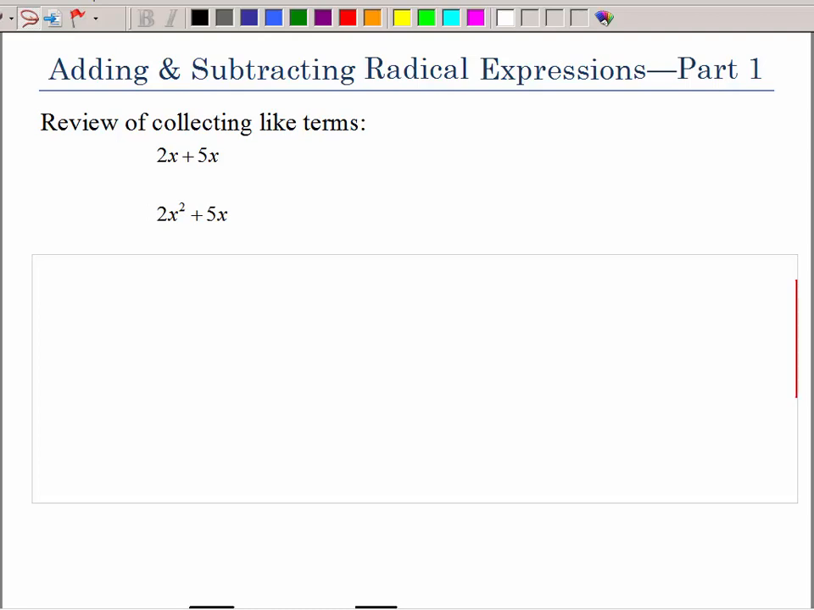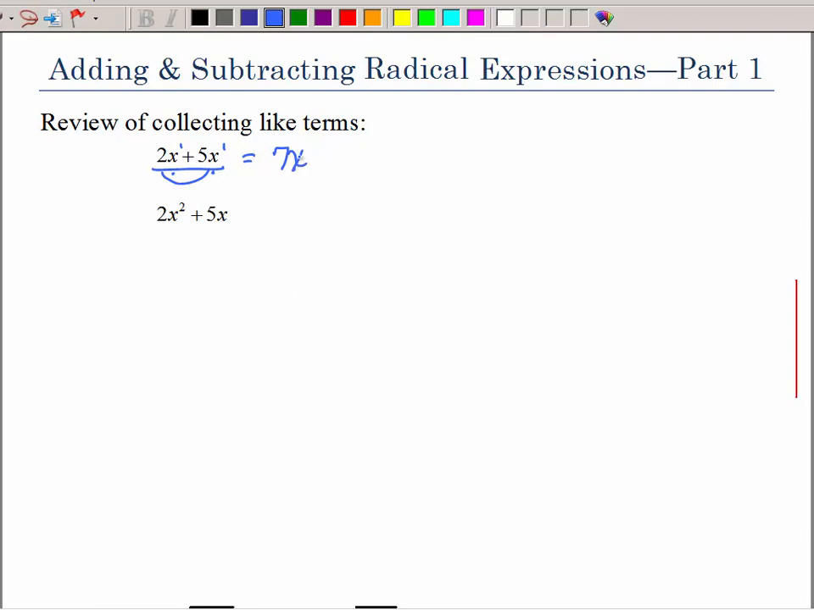In this lesson, we're going to be learning how to add and subtract radical expressions. But before we look at how to add and subtract radicals, let's just review what is collecting like terms. In this first example here, those are alike because we have the same variable with the same exponent. And so we add the coefficients and we keep that variable. 2x plus 5x is 7x.